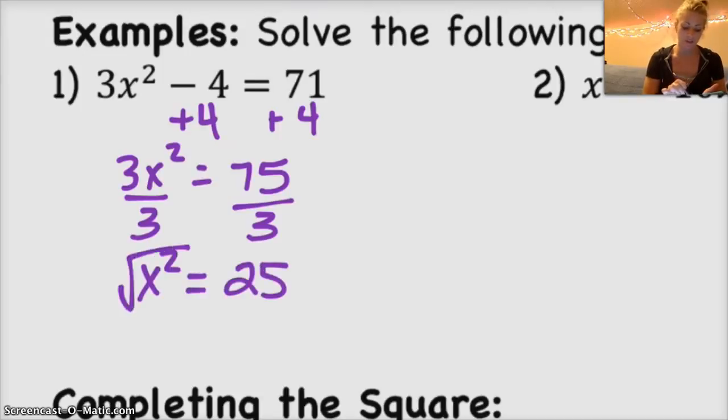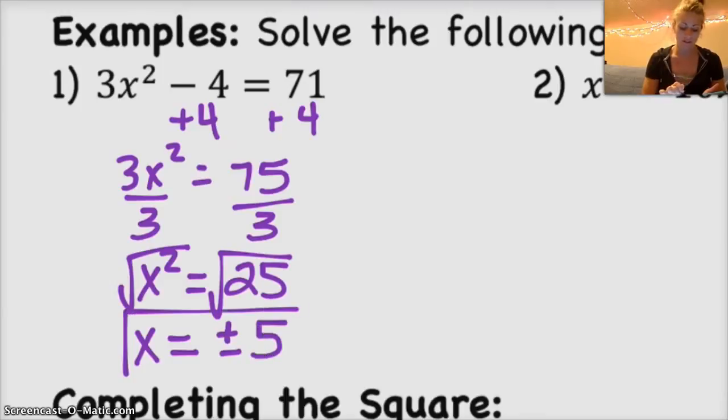Then you can take the square root of both sides, because the square and the square root cancel each other out. Because you took the square root, you get x equals positive or negative square root of 25, which is just 5. So you get two solutions, positive 5 and negative 5.